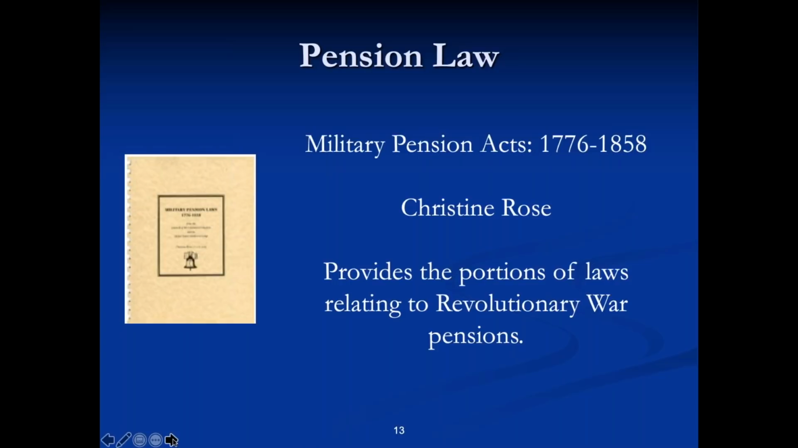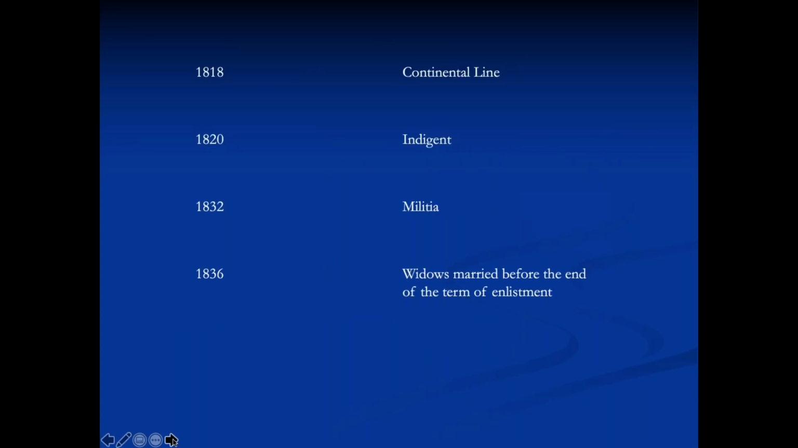Christine Rose has created a book on military pension acts from 1776 to 1858, and it provides information about each one of the pension laws that relate to Revolutionary War service. Other than the invalid pensions that existed before 1818, the first Pension Act for living long enough and serving in the right way, meaning serving in the Continental Line, begins in 1818.